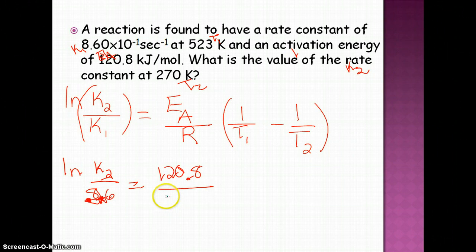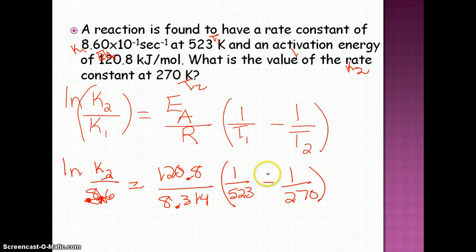And then R is 8.314. And then we've got 1 over T1, which was 523, minus 1 over 270. All right, so now what you want to do is first you want to do these parentheses. So we've got 1 divided by 523 minus 1 divided by 270.